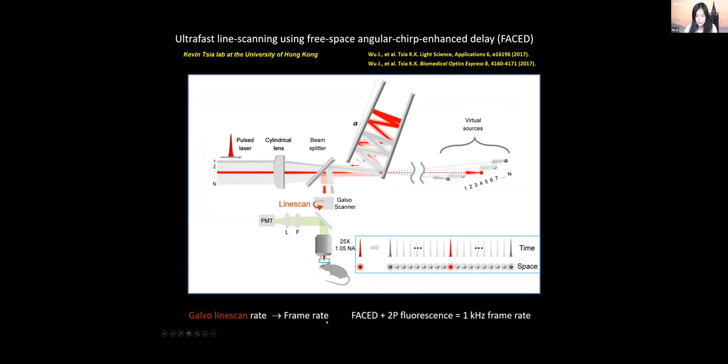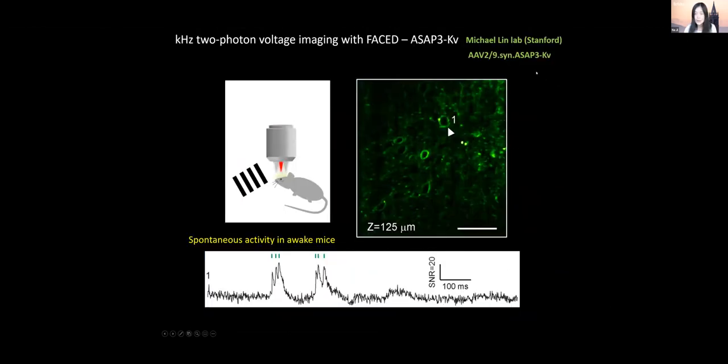And it's very easy to scan even a conventional galvo at 500 Hertz, which gives us, with bidirectional scan, a 1000 frame per second frame rate. Using the genetically encoded voltage indicator developed by Michael Lin's lab, we were able to do kilohertz two-photon imaging, which allows us to see the spontaneous activity of a neuron inside the mouse brain. You can see the individual action potentials as well as the subthreshold responses.